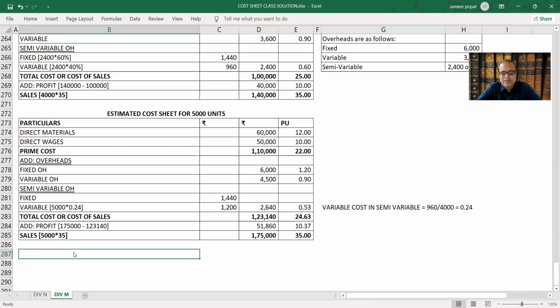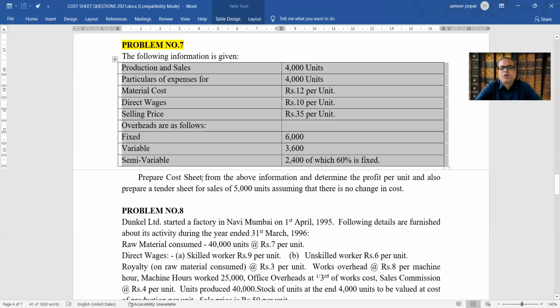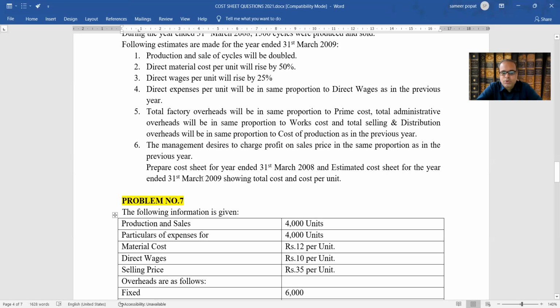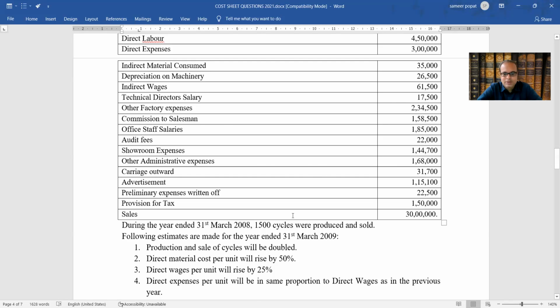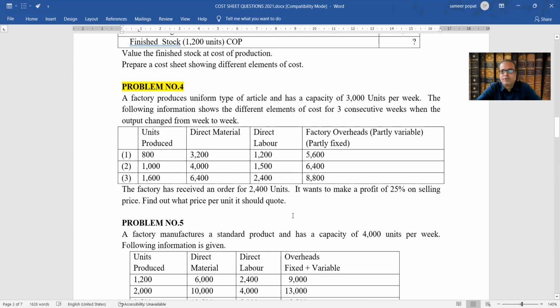So this is it. Now let us take a few more examples where semi-variable cost is given and we need to prepare a cost sheet for a particular quantity. Let us take question number 4.